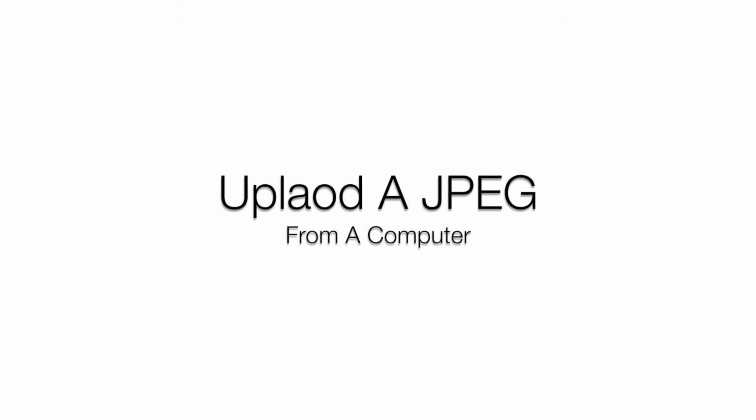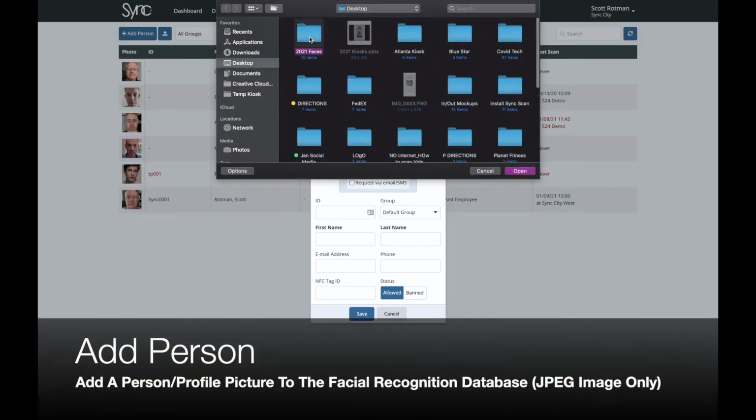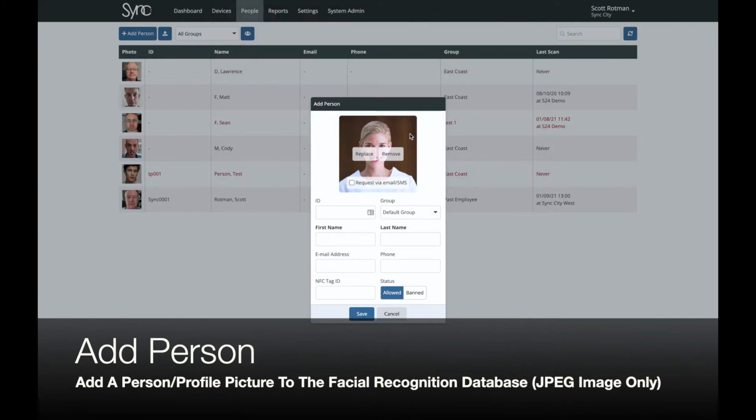Uploading a JPEG from a computer. Here we're adding a person and uploading their photo from the computer. JPEG images only. First and last name are required. You can enter email address, phone number, ID, NFC tag ID, and assign to a group.